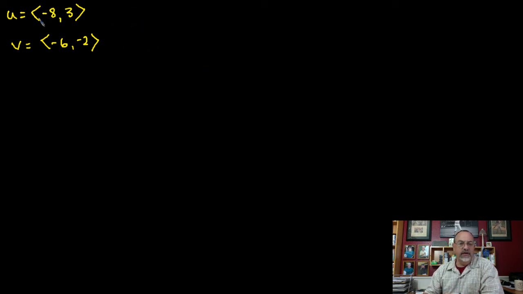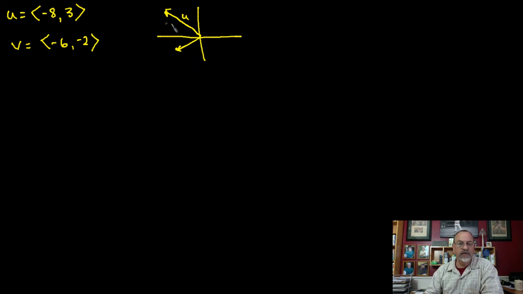So we have the vector u, which is negative 8, 3. So a quick sketch of that, if I go negative 8 and up 3, looks something like this. So this would be the vector u. And then we have the vector v, which is negative 6, negative 2. So over here, negative 6 and negative 2. And so we have this. So this is vector v.